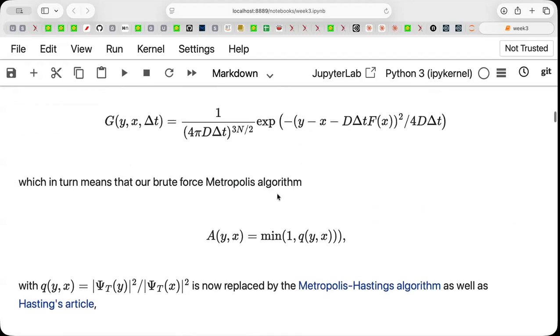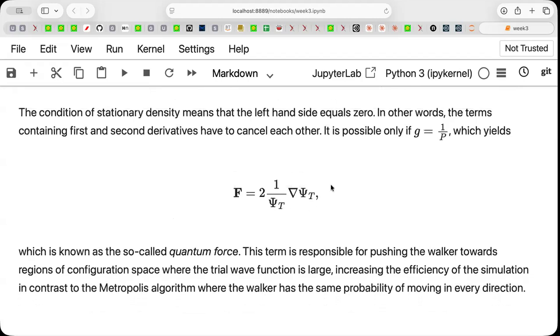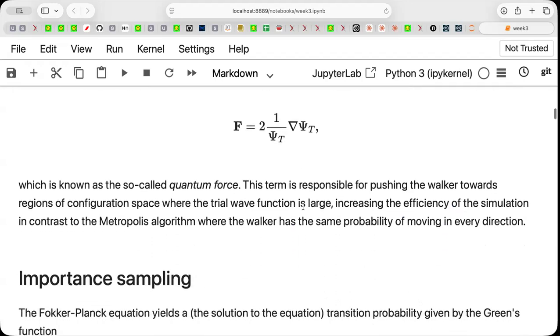And it's then something where we need an extra calculation, and that is a calculation of the gradient of the quantum force, or in our case, the gradient of the trial wave function. So this is an additional derivative which we now need to include, and obviously that leads to more CPU cycles because we have to do more calculations.